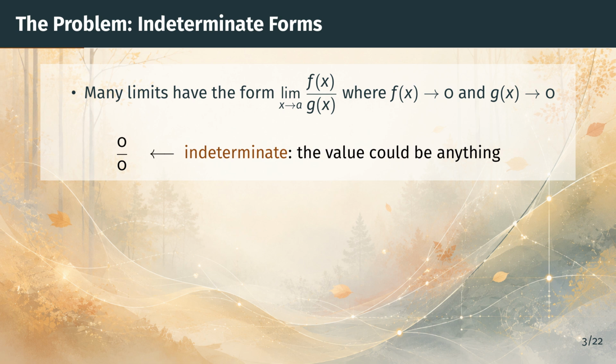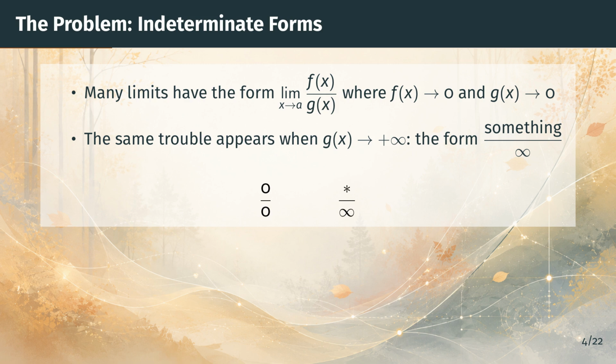For instance, x divided by x tends to 1, while x squared divided by x tends to 0, and x divided by x squared runs off to infinity, even though all three have the bare form 0 over 0. So substitution alone cannot decide the answer. We need a better tool.